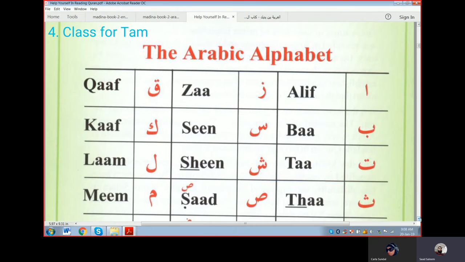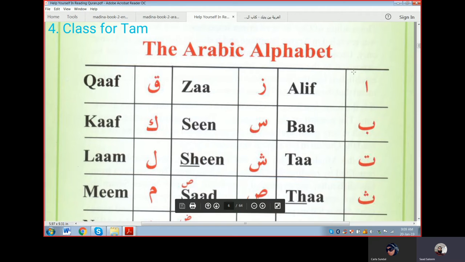So today we are going to start with the Arabic alphabet. In Arabic we have 29 letters, and you are going to learn these today. So repeat after me.